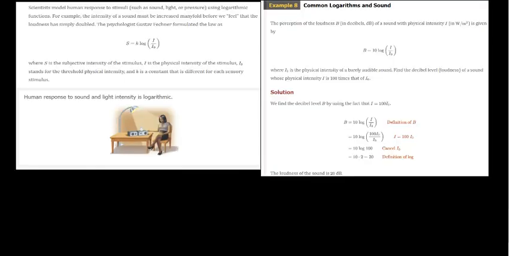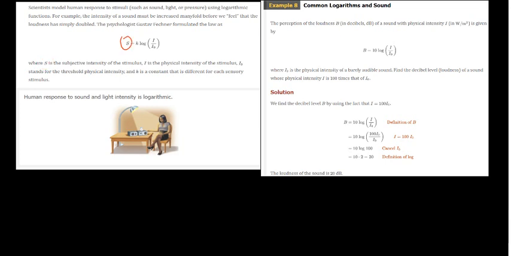All right, so starting over here, it reads, scientists model human response to stimuli such as sound, light, or pressure using logarithmic functions. For example, the intensity of a sound must be increased many-fold before we feel that the loudness has simply doubled. The psychologist Gustav Fechner formulated the law as S is equal to K log I over I naught.